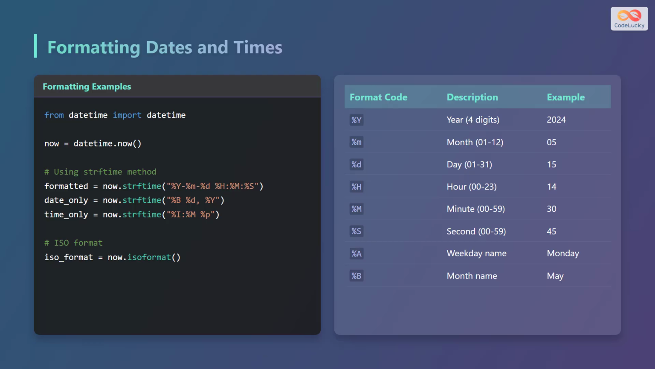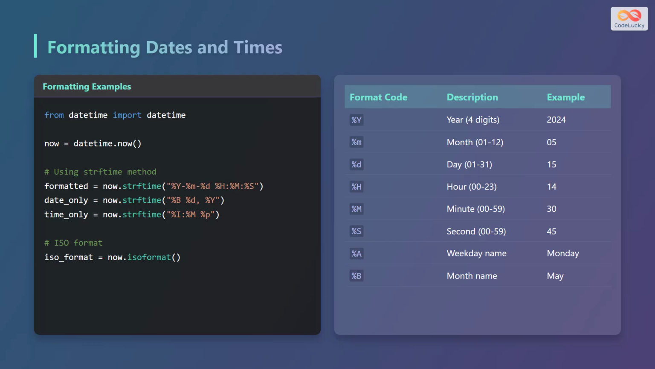Let's explore some common format codes. %Y represents the year with 4 digits. For example, 2024. %M represents the month from 01 to 12. For example, 05. %D represents the day from 01 to 31. For example, 15. %H represents the hour from 00 to 23.